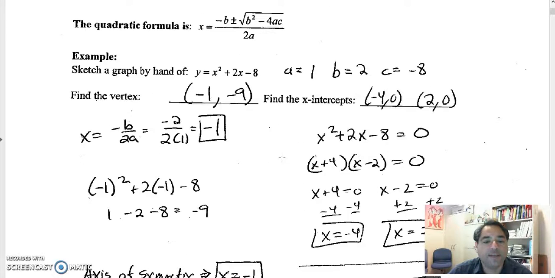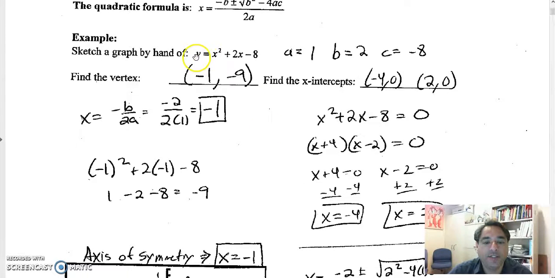So I have this example. I'm just going to run through it for you. Here's a quadratic equation. I know because the highest power is squared. a is 1, b is 2, and c is negative 8.